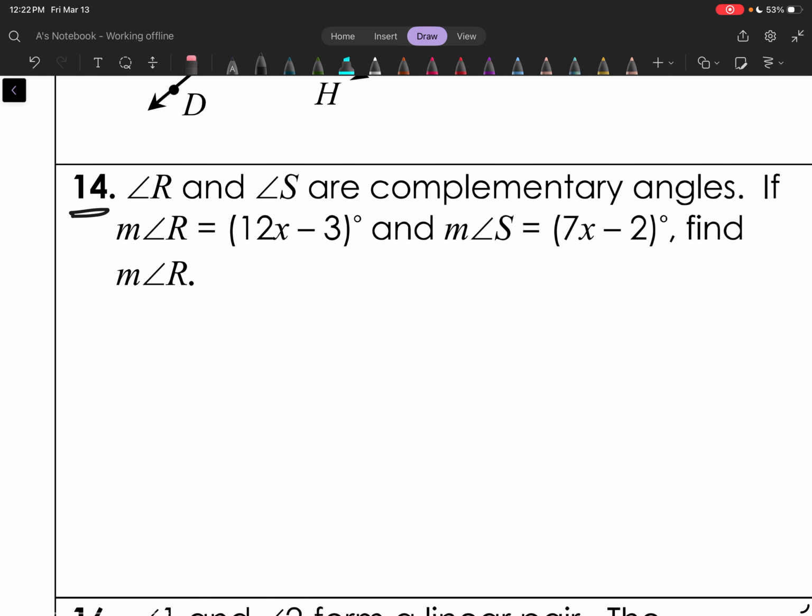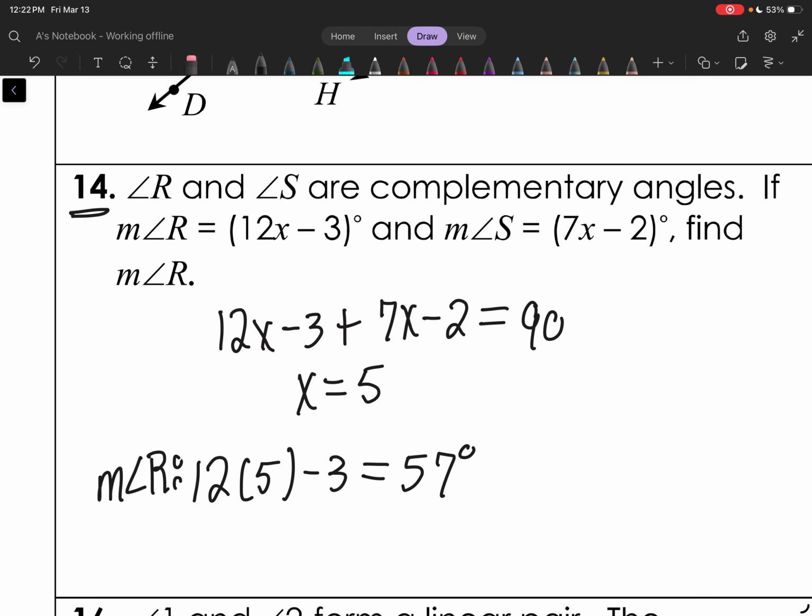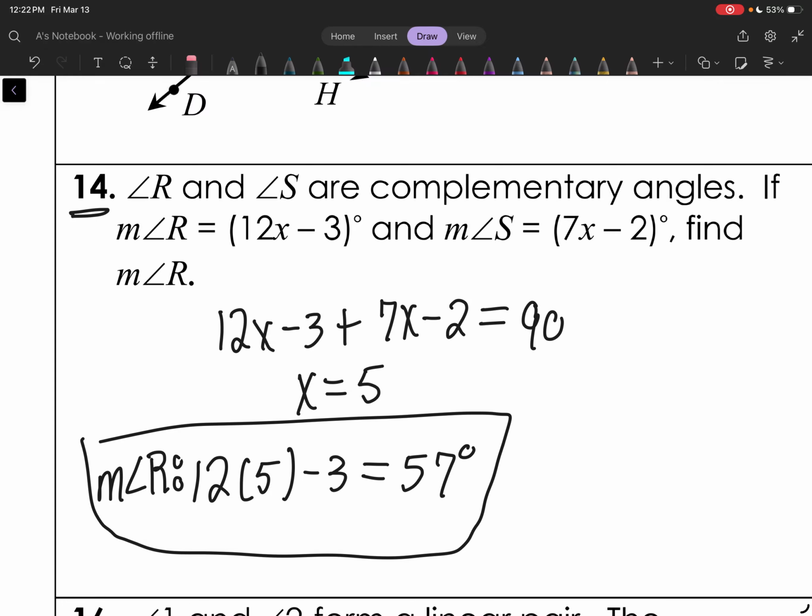14. Angle R and angle S are complementary angles. They add to 90. Measure of angle R, 12x minus 3, and S, 7x minus 2, equal 90. Find the measure of angle R. You can use Desmos if you want. You can solve this by hand, but x is going to be equal to 5. Measure of angle R is going to be 12 times 5 minus 3. This is 60 minus 3, 57 degrees. Finished.